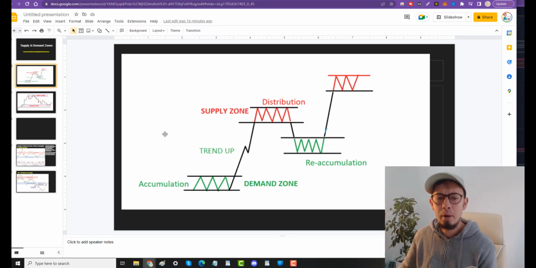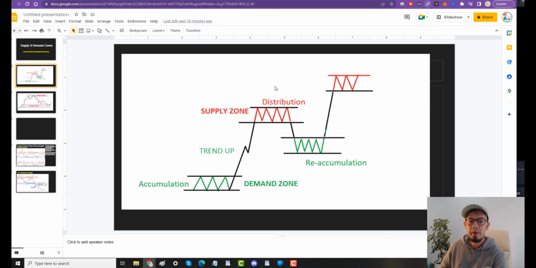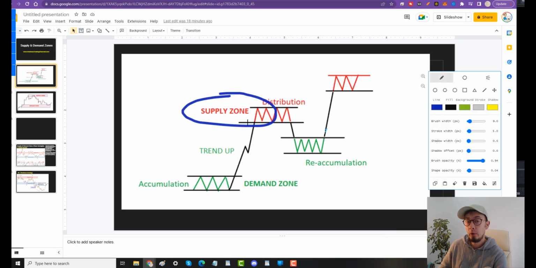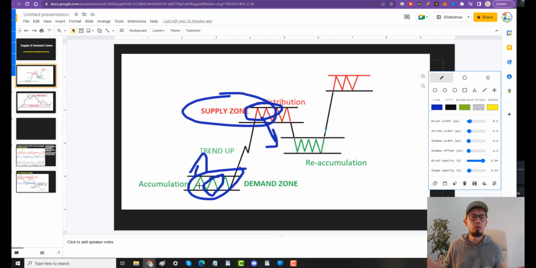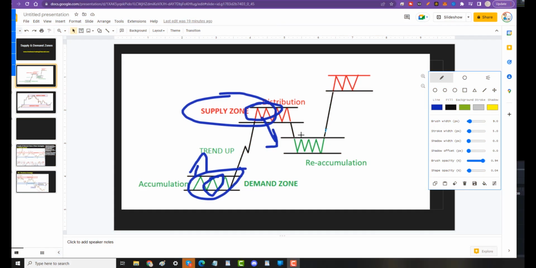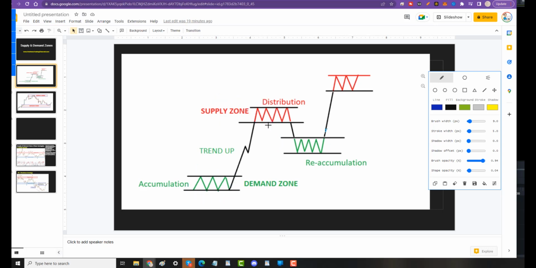So first of all, supply and demand zones. The supply zone right here is usually the area where traders are selling, and the demand zone is usually the area where buyers are starting to buy in. Once you can identify supply and demand zones, sky is the limit, and you don't even need to use any indicator. Because once you can identify your supply and demand zones, all you need to do is find the best entry point by either looking at the breakouts or by looking at the trend continuation. But I will just talk about the strategies.